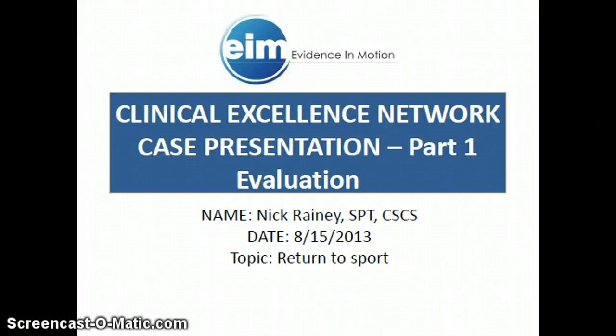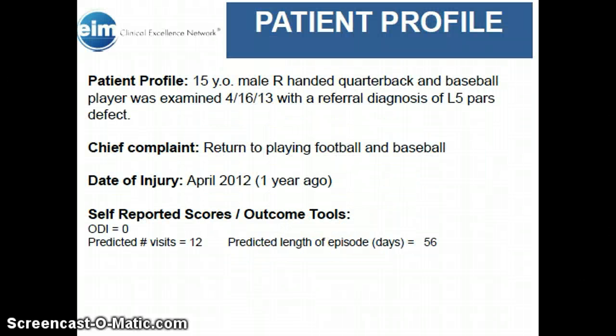I'm a student at Rocky Mountain University of Health Professions. I'm part of the Clinical Excellence Network, doing a report on a case I had of an athlete that wanted to return to playing sports. He was a 15-year-old male, a right-handed quarterback and baseball player, and was examined April 16, 2013 with a referral diagnosis of L5 pars defect. His chief complaint, or his chief goal, is to return to playing football and baseball.